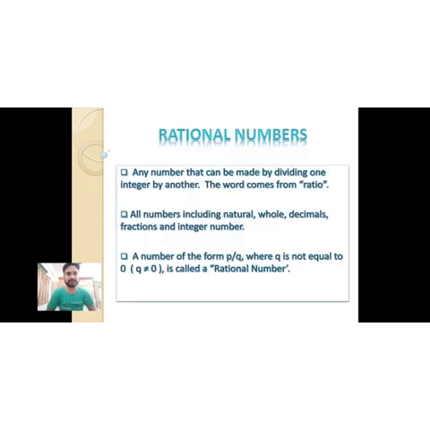So the rational number, as we know, is any number that can be made by dividing one integer by another, 1 upon something or something upon 1 or something upon something. The word comes from ratio. All the numbers including natural, whole, decimal, fraction and integer numbers. A rational number is of the form P by Q. P means the numerator and Q means the denominator, where Q is not equal to 0, which means Q never equals 0. P may be 0 but Q never equals 0.